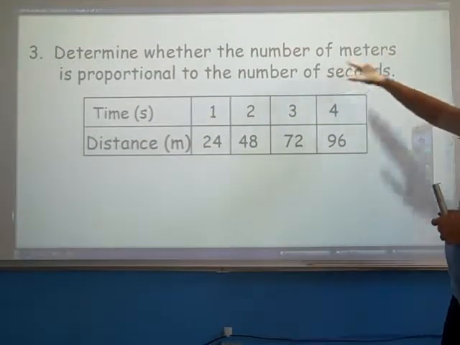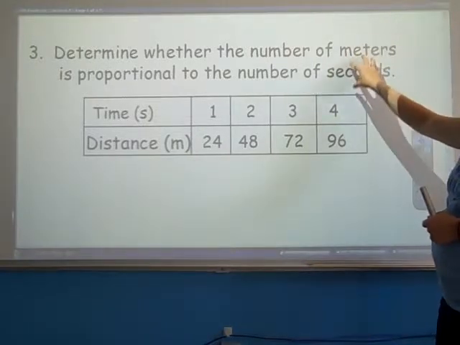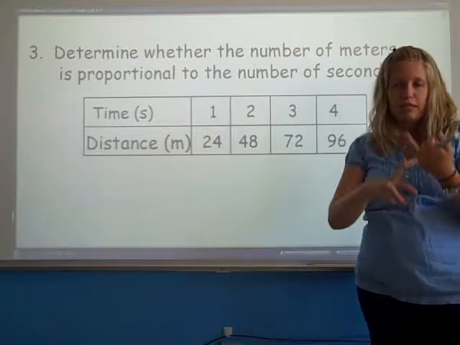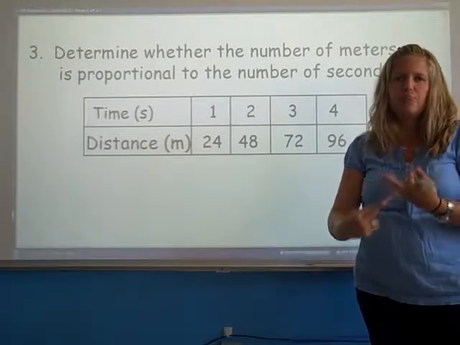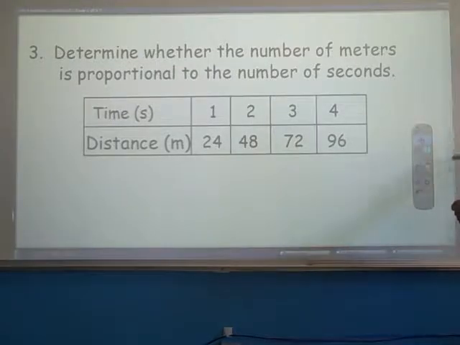Determine whether the number of meters is proportional to the number of seconds. So you're doing meters per second. Write down the table, determine if it is proportional, and then if it is, give me the constant of proportionality and explain it. Alright, moving along.